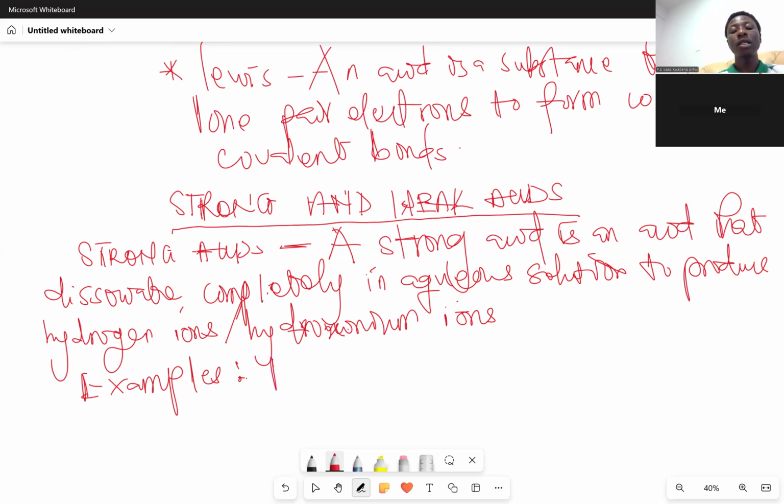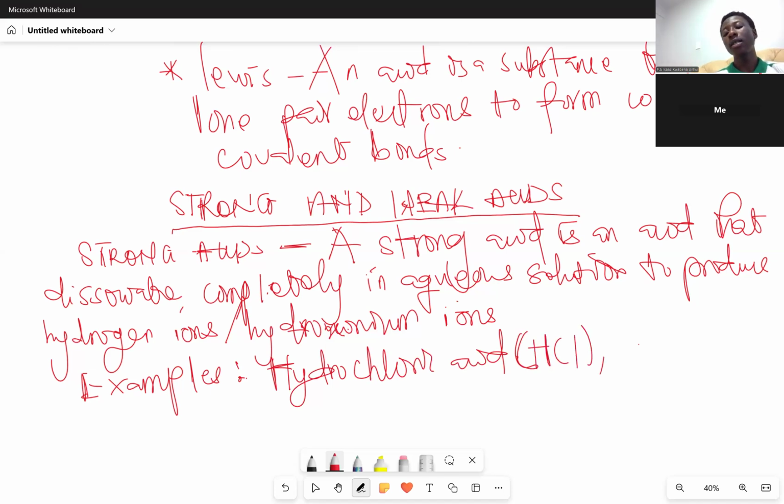Some examples of strong acids. HCl is a strong acid, hydrochloric acid. I will need you to take note of the strong acids. Hydrochloric acid, what's the chemical symbol? HCl, right? Another strong acid is nitric acid. The chemical formula is what? HNO3. It's also another strong acid.